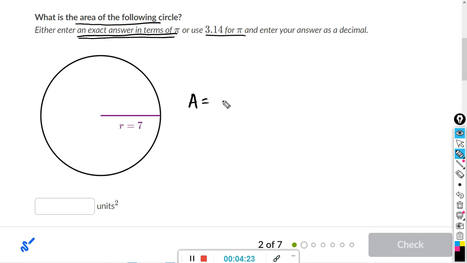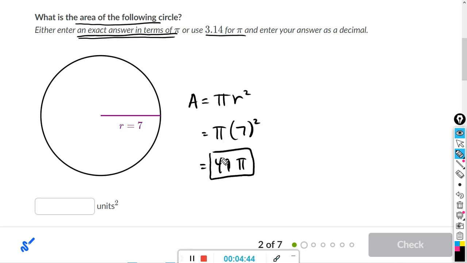We said it a minute ago: area equals pi times r squared. So that's going to equal pi, and we see r is 7, so that's going to be 7 squared. 7 times 7 is 49, and we still have the pi. So that's it, 49 pi. Just so you understand, that is the same as 49 times pi.